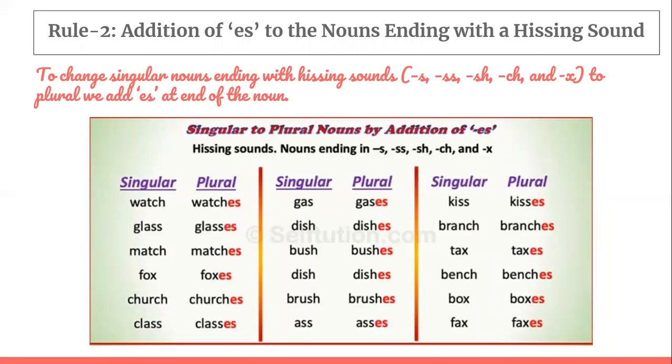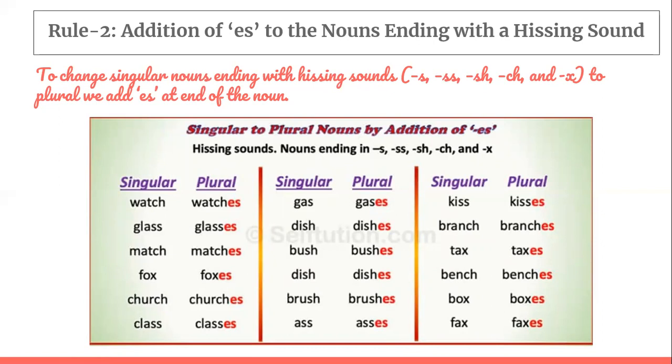Rule number two. Over here, you will only write the rule, that is addition of es to the nouns which end with a hissing sound. And in the bracket after hissing sound, please write S, SS, SH, CH, O, and X. This is there in your notebooks, children, in your textbooks of Grammar Magic, page number 20. So you all can also open that and see it. To change singular nouns ending with a hissing sound, we add an es at the end of the noun.